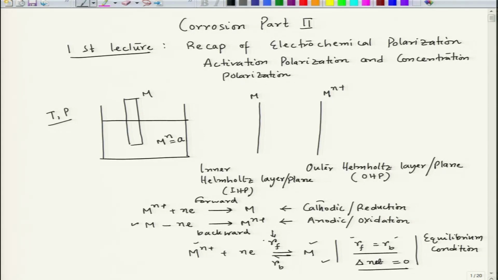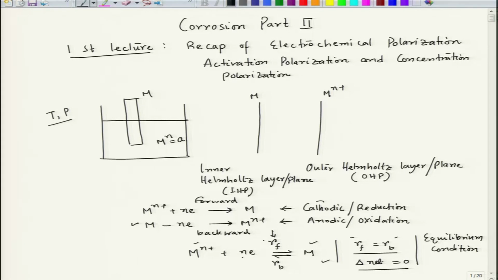Hence, if we take that rate of electron flow, then that can be considered in the form of current, because here I could see that the charge is electron. In case of cathodic, we are introducing electron so that the forward reaction is possible, and in case of backward reaction, we are taking away electron. And if we consider the time scale, they can be considered as a current flow.